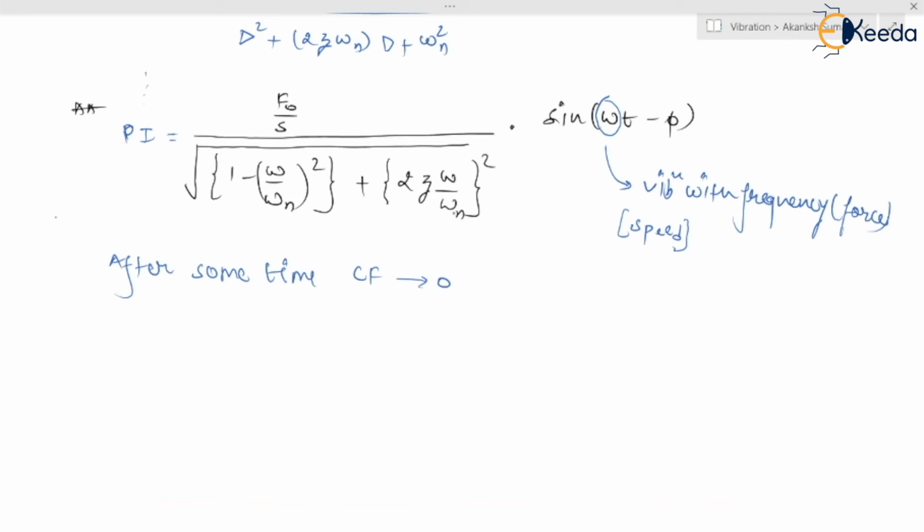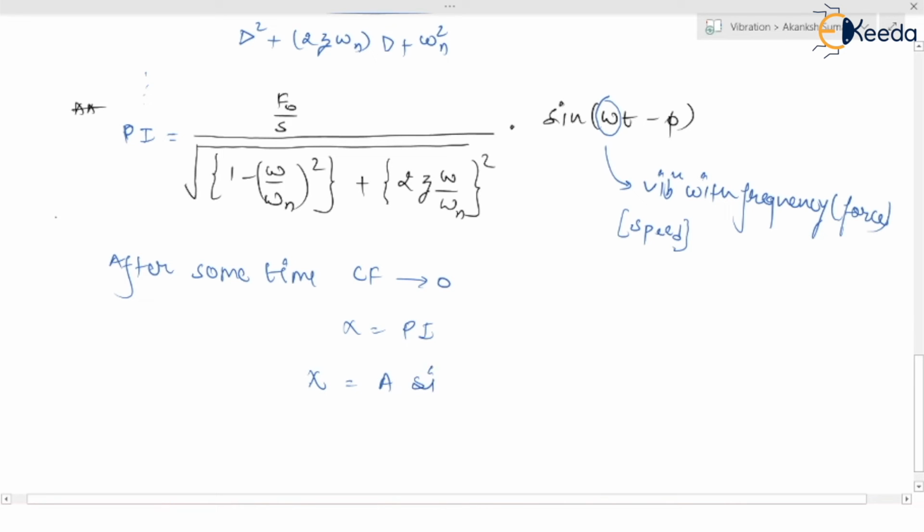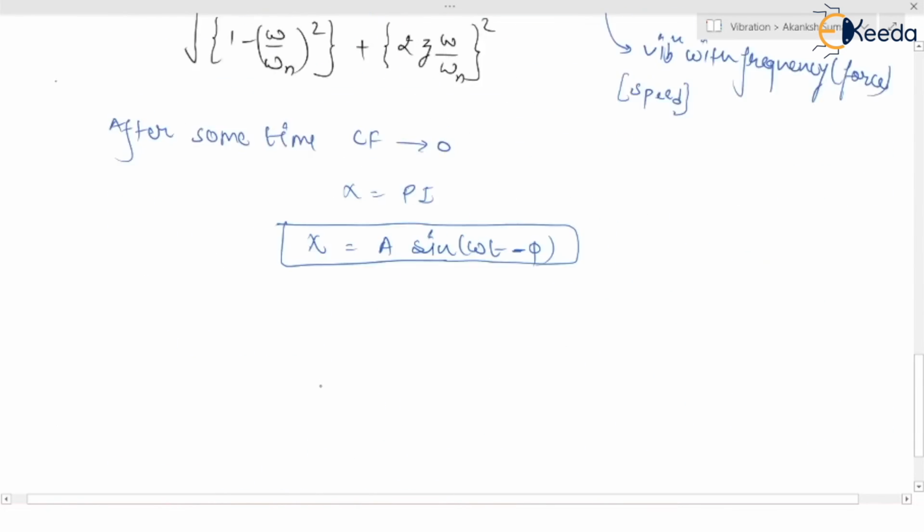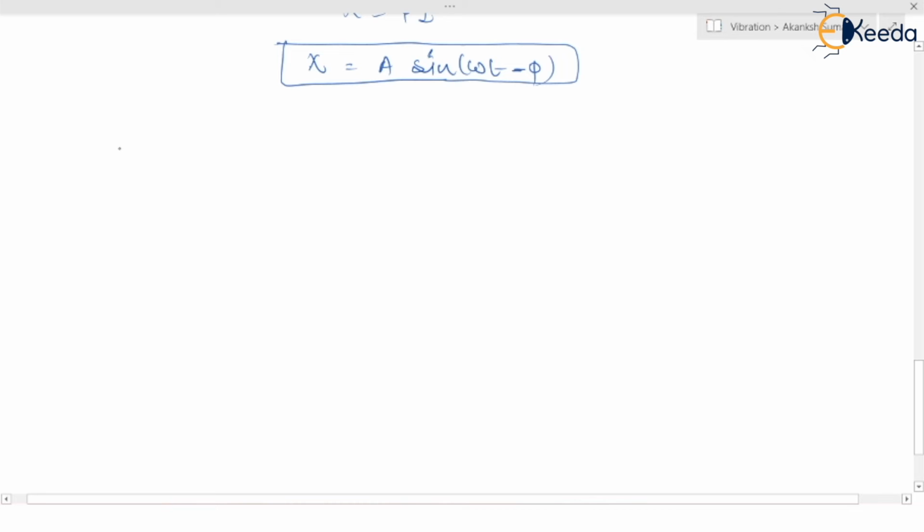These are the practical cases that I'm going to show you. So x would be equal to the particular integral. This will always remain in the system. It can never be eliminated. So x would be A sine(omega t minus phi). What is A representing here? A is the amplitude of the forced damped system.